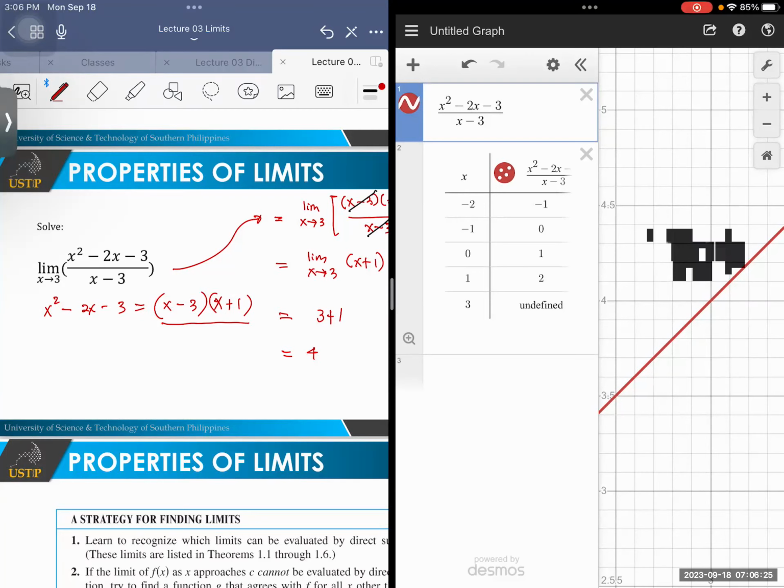So again, the limit of this function as x approaches 3 is 4.